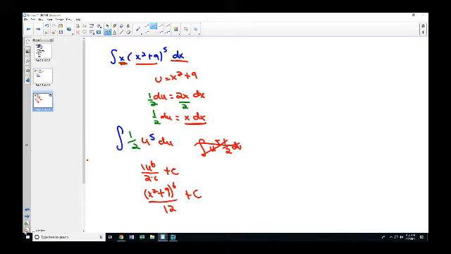Again, to summarize: copy your inside, derive your inside, just like the chain rule for derivatives. Make it match, substitute, and then the rest is what we've been doing. So you have just a little bit of new stuff. We will continue this tomorrow.